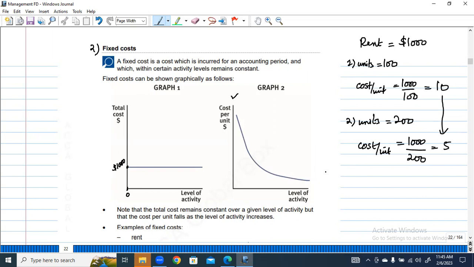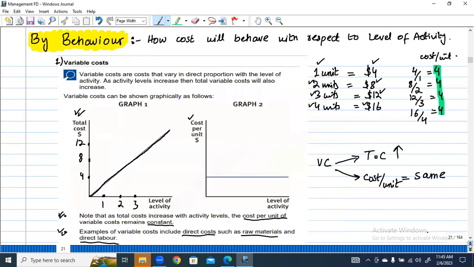And the decline is shown by this downward curved shape graph. So this is the graph of fixed cost per unit and this is the graph of fixed cost in total. So the total fixed cost graph and the variable cost per unit graph are the same.